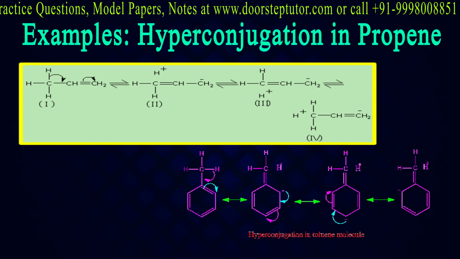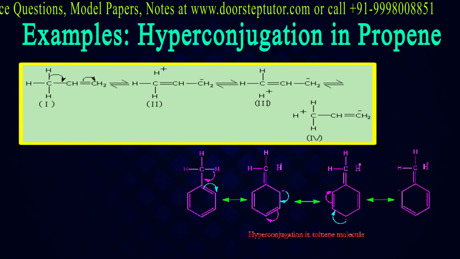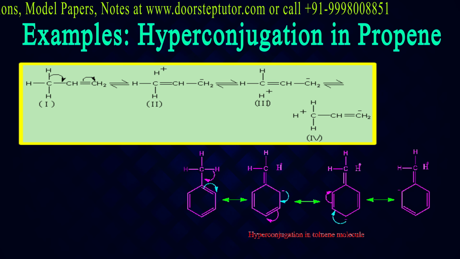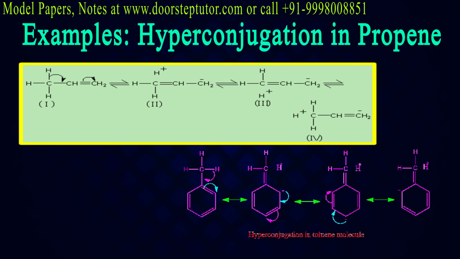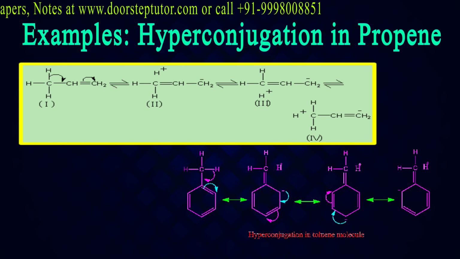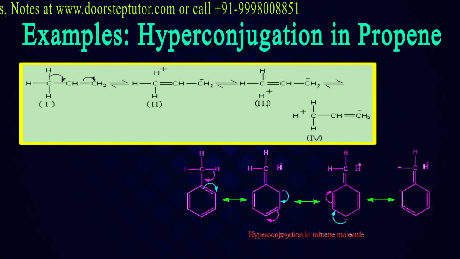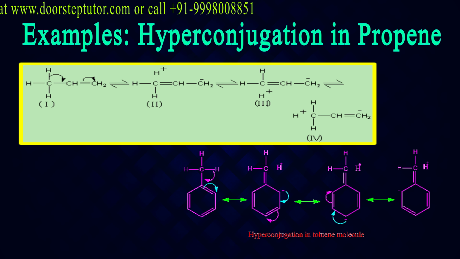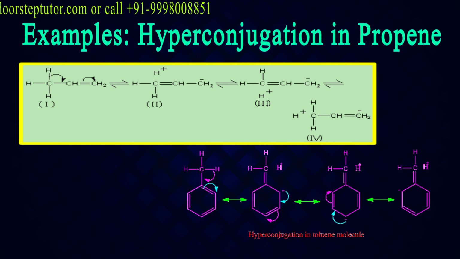In hyperconjugation of toluene also we can see that the CH3 group is showing the plus H effect, that is the hyperconjugation effect. It is giving the electrons from the carbon-hydrogen bond to the conjugated system. So these are the examples for hyperconjugation.